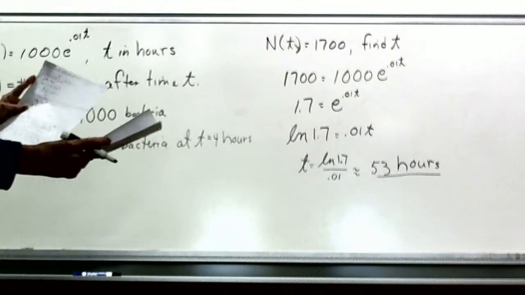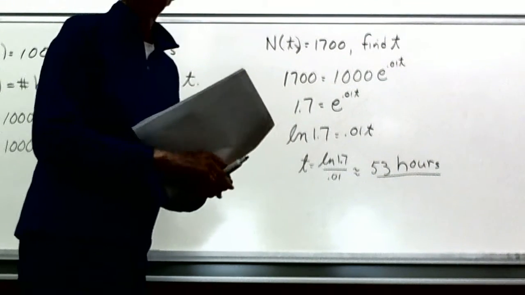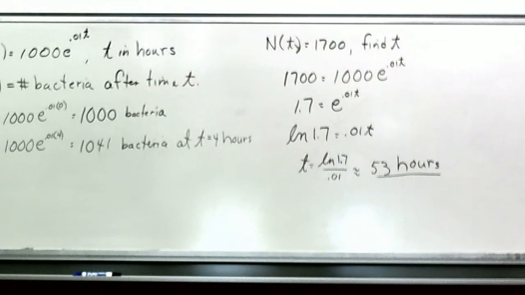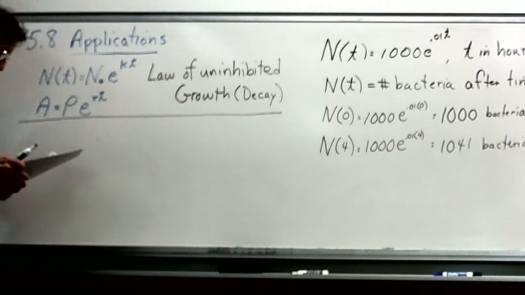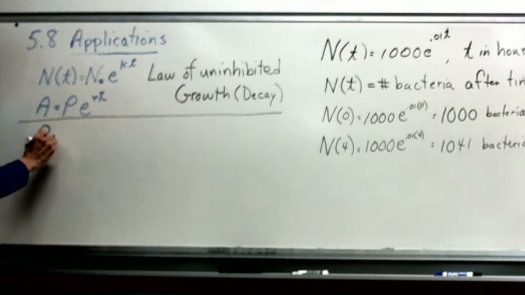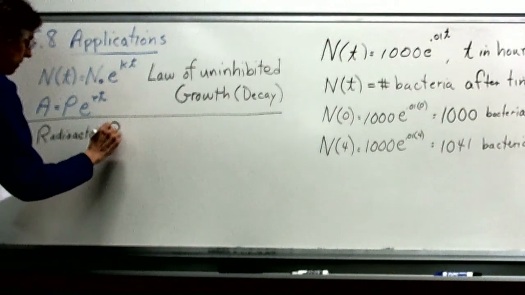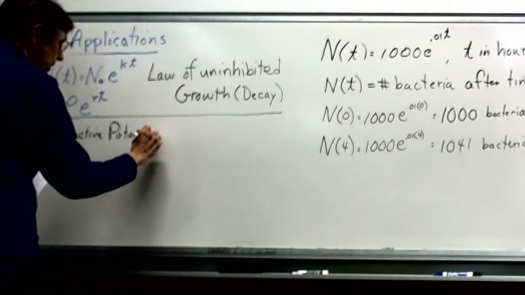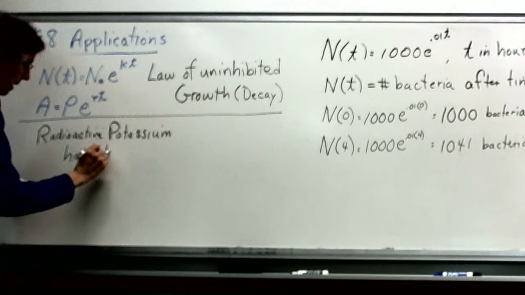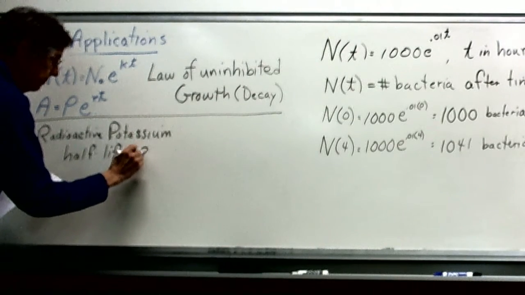Another application of this formula, the law of uninhibited growth, would be a half-life problem. So let's do it over here. We're given certain information about the half-life of radioactive potassium. So radioactive potassium has a half-life of 1.3 billion years.